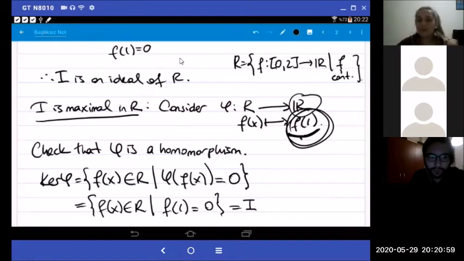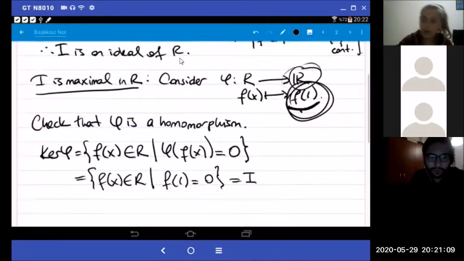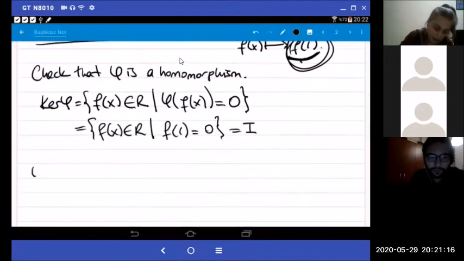So, after finding the kernel as our given ideal I, we want to apply the first isomorphism theorem, right? Because we are going to obtain a kernel, and in the range we have a field. But before applying the first isomorphism theorem, we need to check that our homomorphism is actually an epimorphism. Phi is surjective.